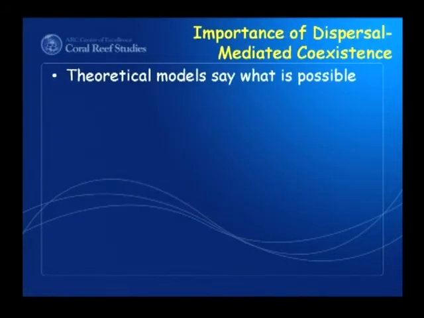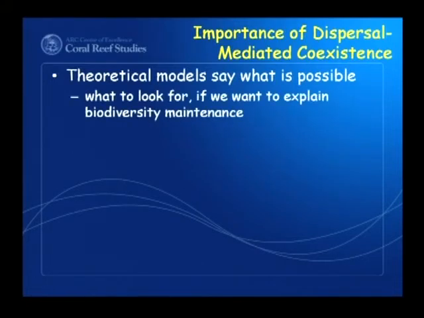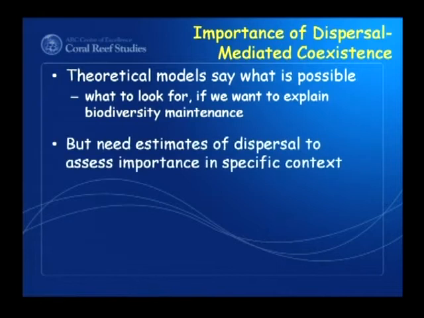So what does all this mean? Well, this is a theoretical model, and so essentially what it tells us is the universe of possibility. Another way of saying that is it tells us if what we want to explain is biodiversity maintenance, it says, well, one of the things we should be looking for is spatial asymmetries in dispersal. We should be trying to work out how strong they are, what their nature is, and so forth. But if we want to ask how important this mechanism is in a particular system, like coral reefs, then we need estimates of dispersal for that system, and that's essentially empirical.